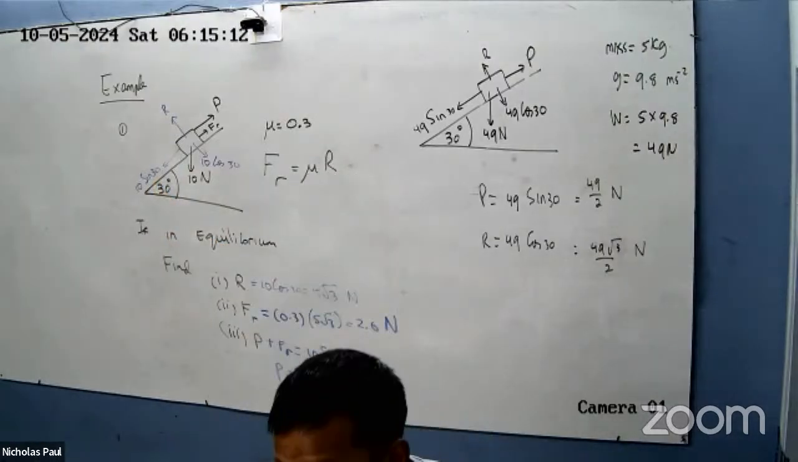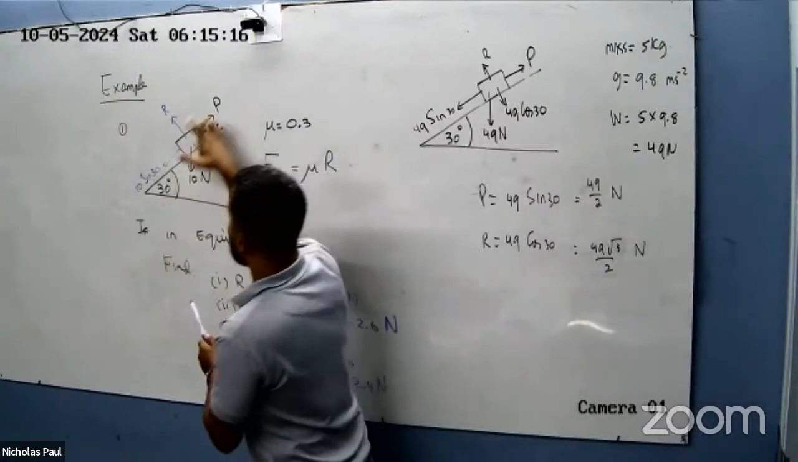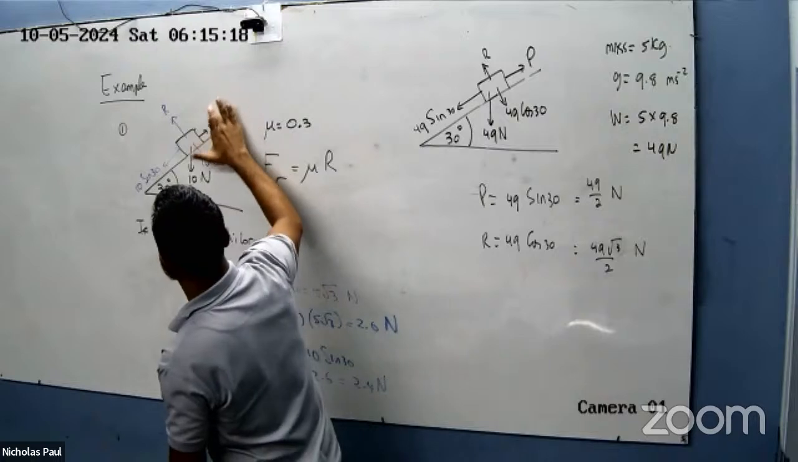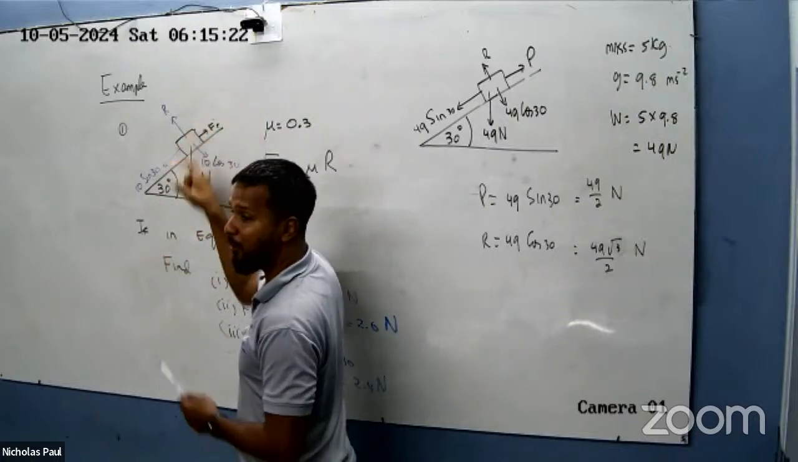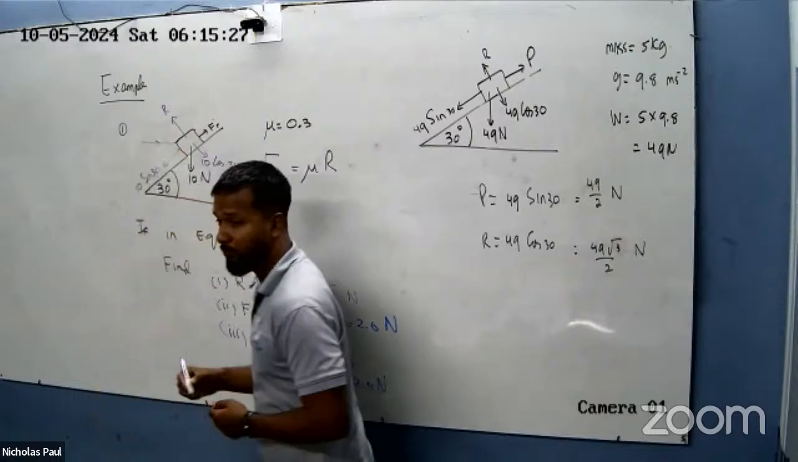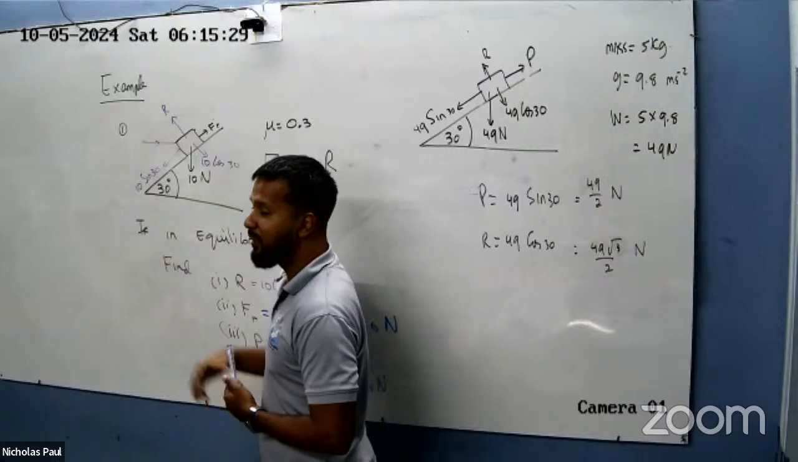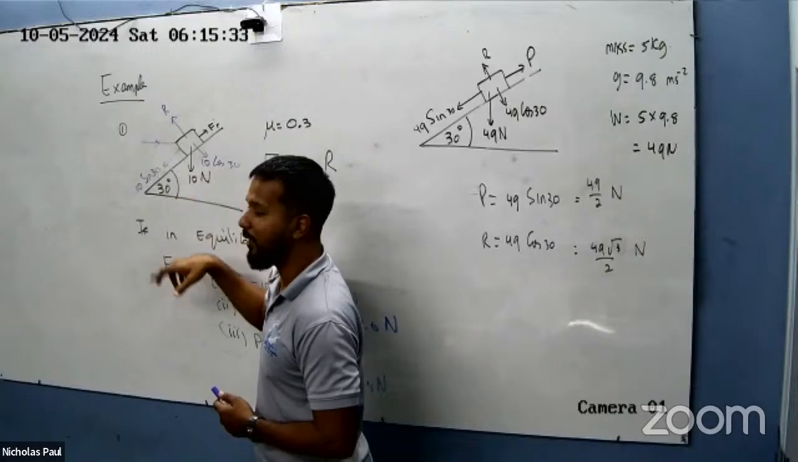Right? I'm not going to do it, but I can make this system more complicated by, instead of P acting parallel, I can let P act like this. Right? So if P acts like that, you have to resolve it.